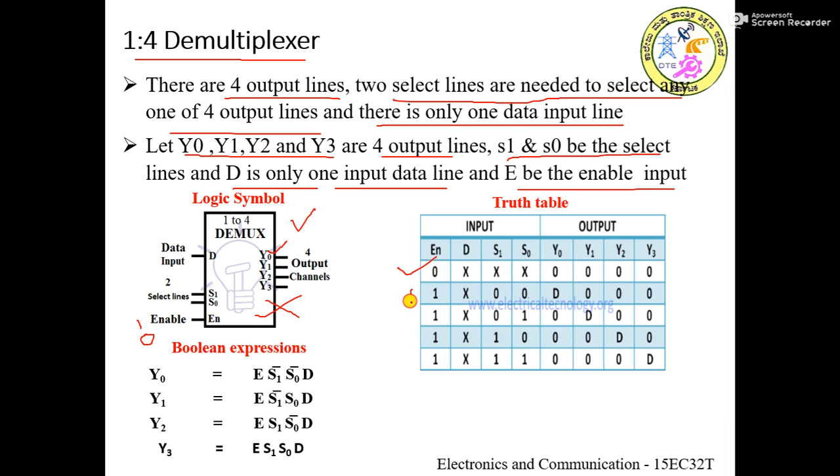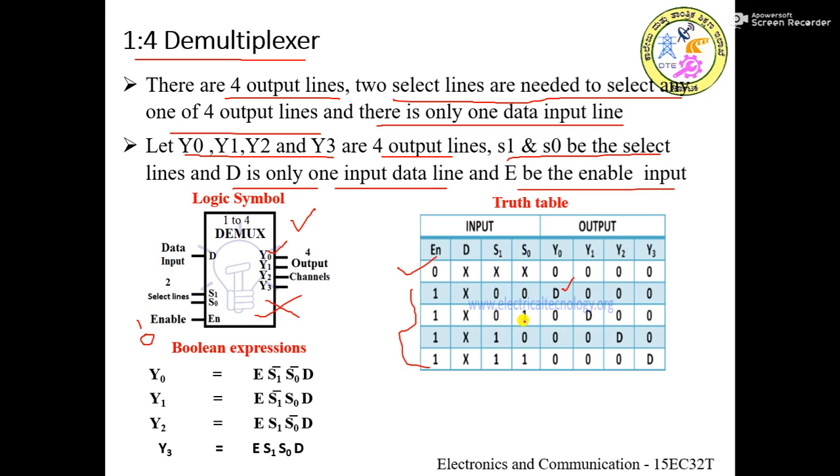For the next four combinations, the enable pin is 1, meaning the logic system is now enabled. So once the logic system is enabled, then we should look at the contents on the select lines, that is S1 and S0. For the first combination, S1 and S0 are both 0 0. So as these two are 0 0, Y0 is selected and the information D, it may be 0 or 1, appears on Y0.